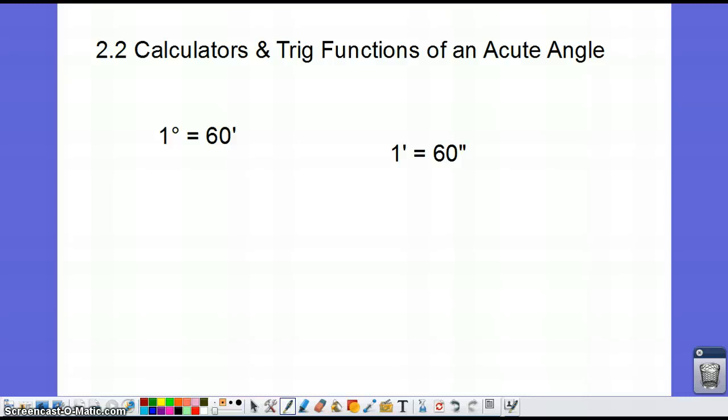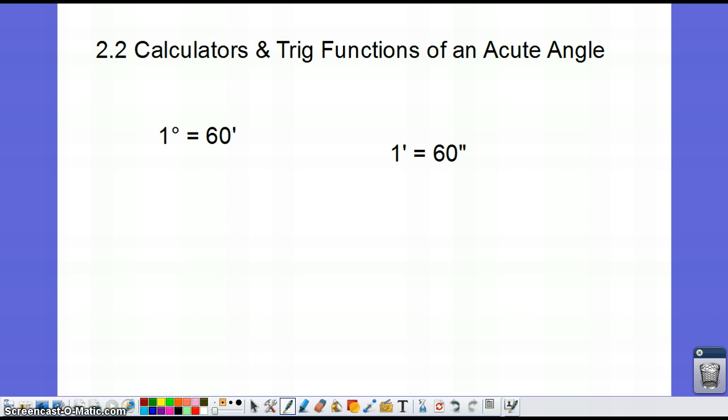This is starting section 2.2, calculators and trig functions of an acute angle. In this section, we will be using calculators to find trig values of angles between 0 degrees and 90 degrees. We need to look at degree measure in more detail before we use the calculator.